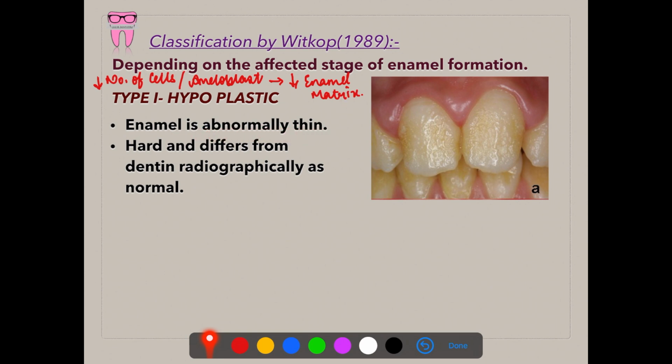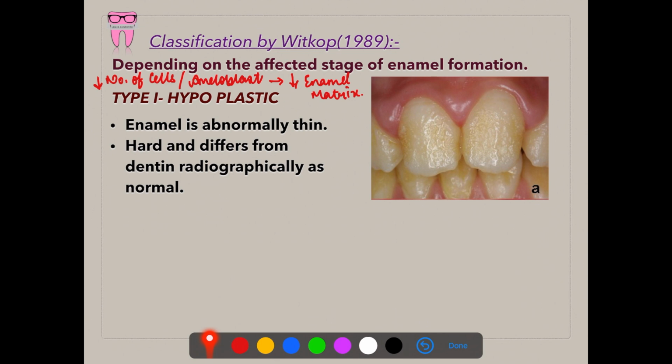Okay. Now coming to the next feature of hypoplastic amelogenesis imperfecta: it is hard and differs from dentin radiographically as normal. Of course, since the first two stages of amelogenesis have been affected, which have no influence on the hardness of the enamel, until then mineralization didn't take place. Mineralization starts only in the third phase of amelogenesis. Since only the first two stages are affected, the hardness of the enamel is not altered, and you can clearly differentiate between enamel and dentin radiographically.